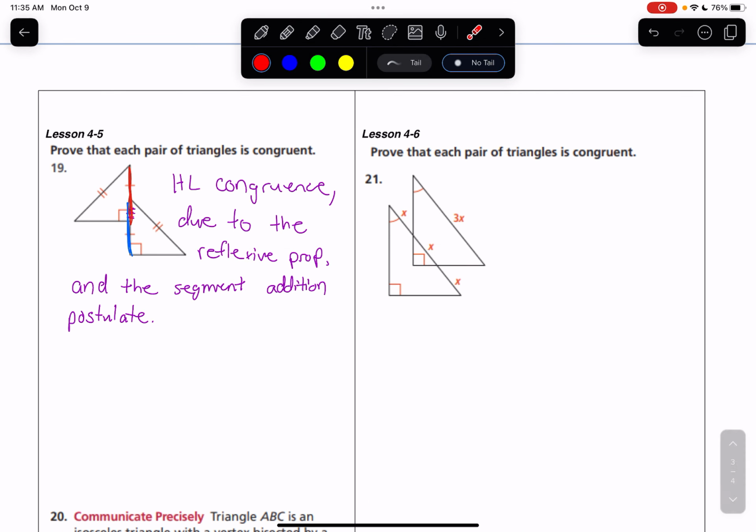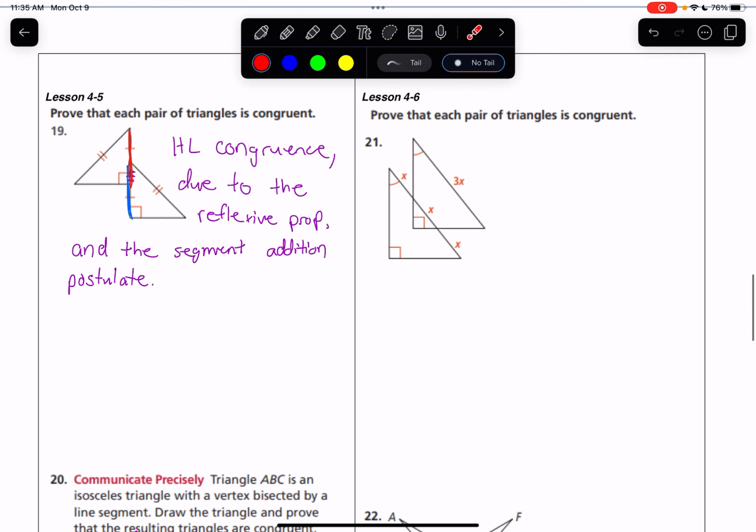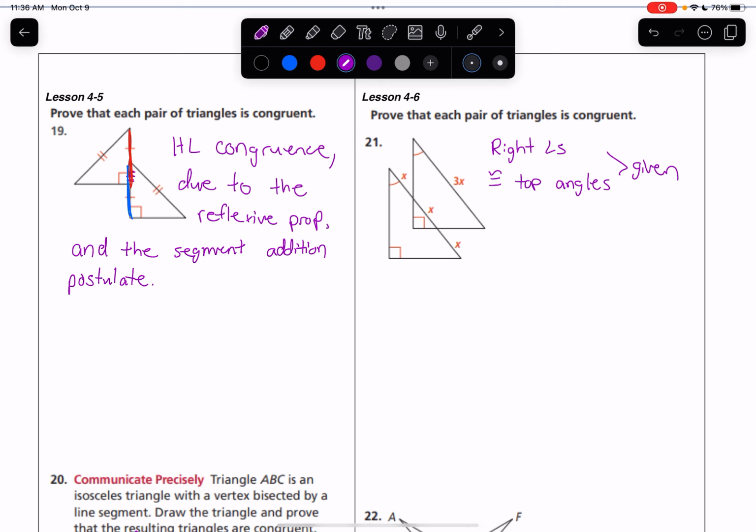We've got to prove that each pair of triangles are congruent. Again, here we have no letters, so I am going to walk you through this instead. I know that they have congruent right angles, so I know that they are right triangles. I know they have congruent top angles. Those are all given. And I know that their hypotenuses are both 3x, because of the segment addition postulate. X plus x plus x is 3x.